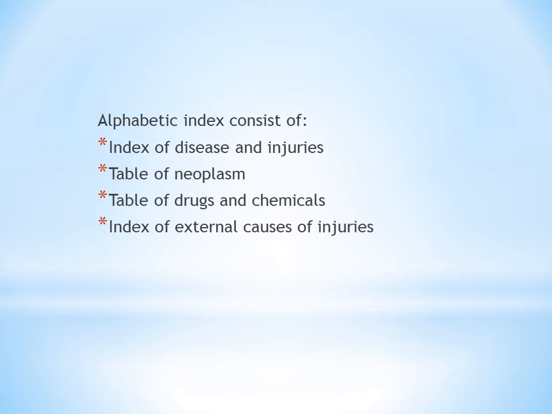Then the third one is the table of drugs and chemicals. So what is the table of drugs and chemicals? When you hear table of drugs and chemicals, you will think it is the table where you have to take the code for a prescribed drug. No, it is wrong. The table of drugs and chemicals is actually for cases where the condition is that you got an adverse effect, or a poisoning condition, or an overdosing condition, or an underdosing condition due to some drugs or chemicals. We have to take the code for that particular condition.